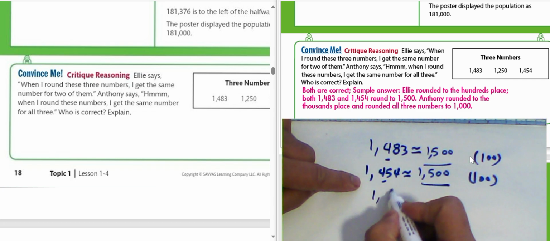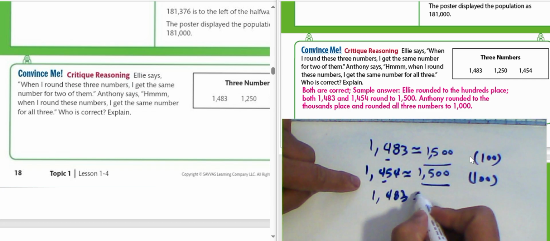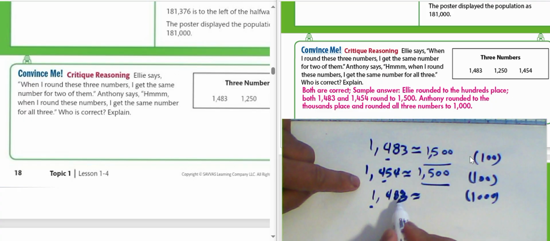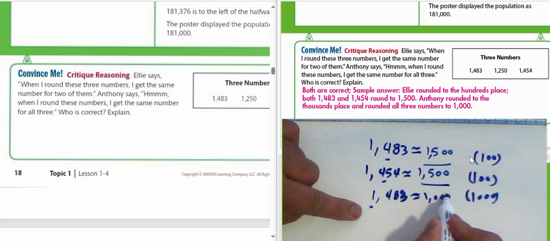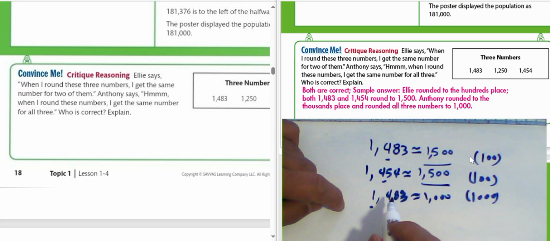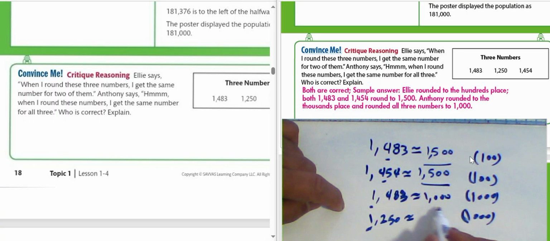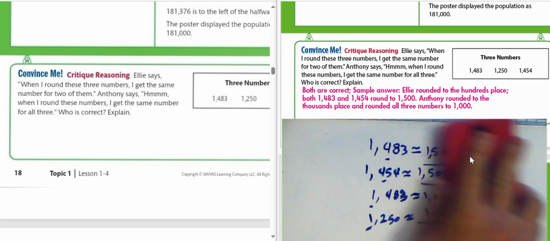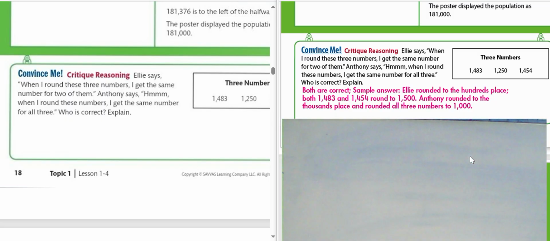Okay, 1483 approximated to the nearest 1000. Look here, 4 can't give 1, then the result will be 1000. And also number 1250 approximated to the nearest 1000 will be 1000. Okay, come to the next page again.